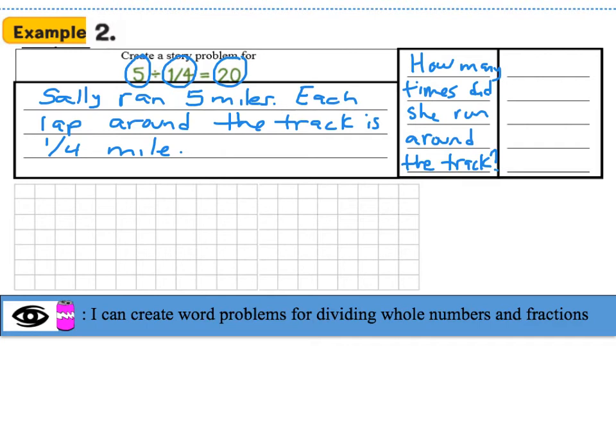So let's go ahead and interpret the solution. She ran around the track 20 times.